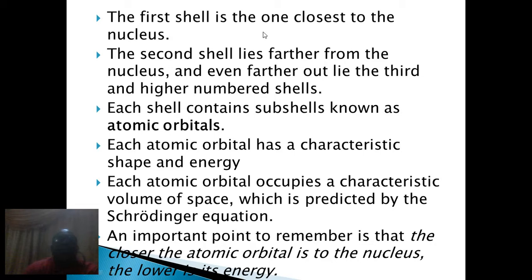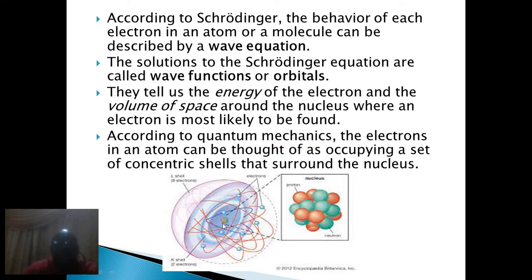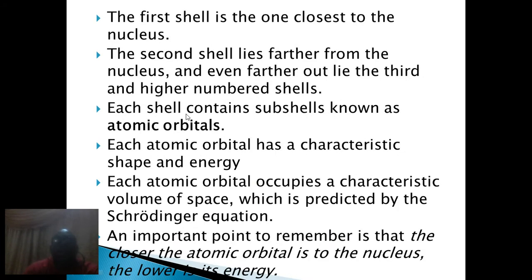The first shell is the one closest to the nucleus. The second shell lies further from the nucleus, and even further out lie the third and higher numbered shells. As already displayed here, you have the shells in the middle. The shell that is closer to the nucleus is the first shell. The one that's next to it is the second shell, and so on and so forth.